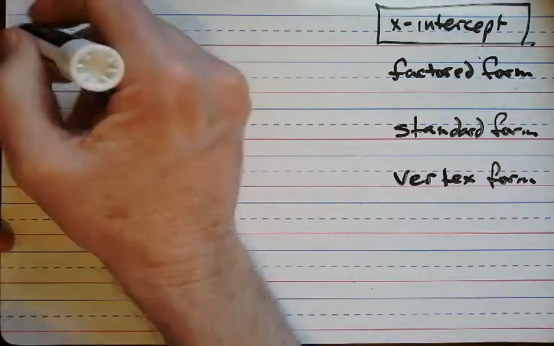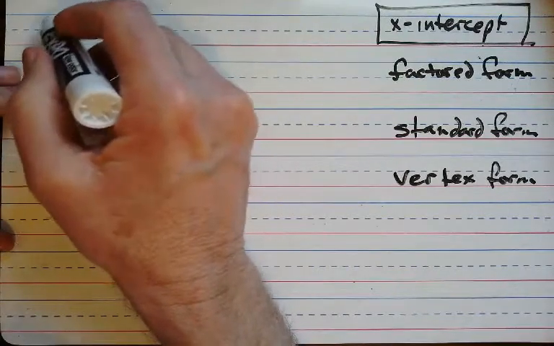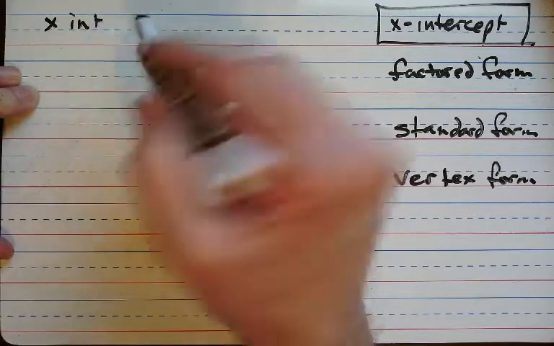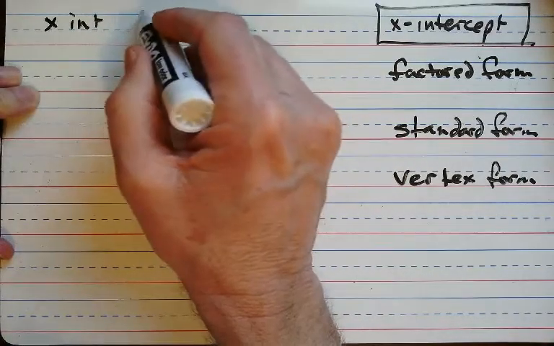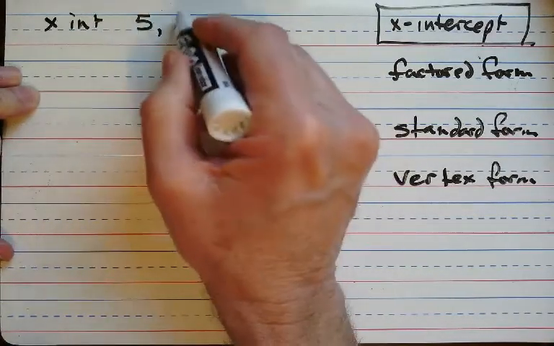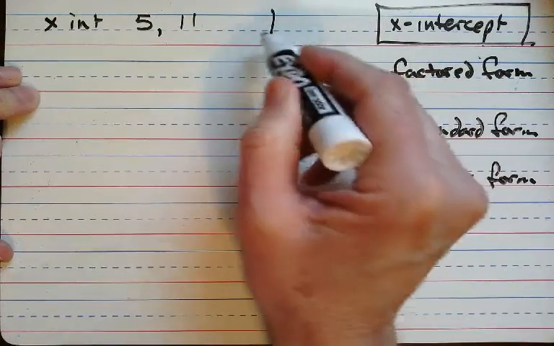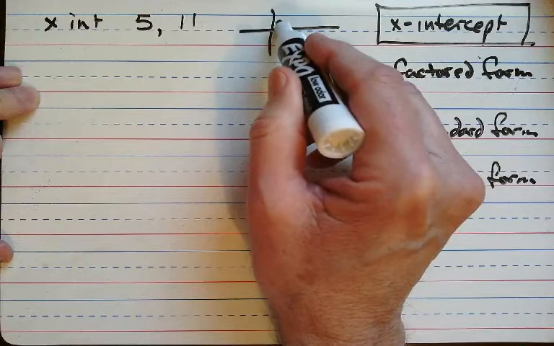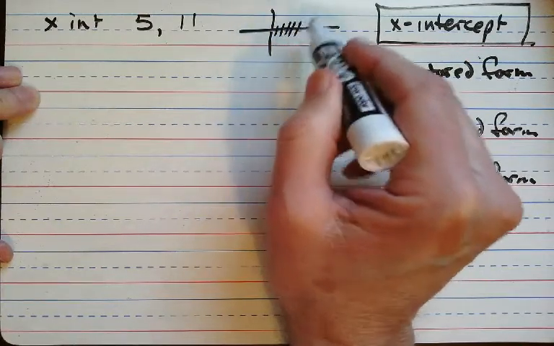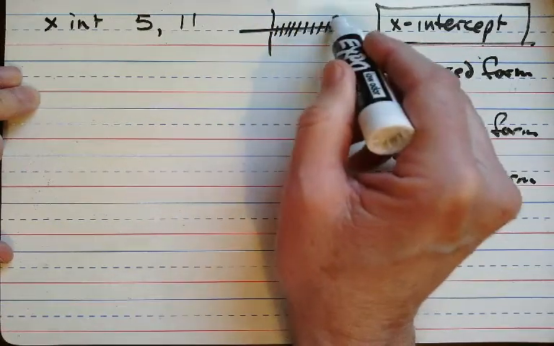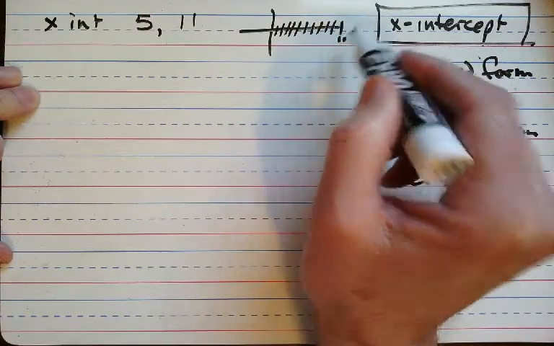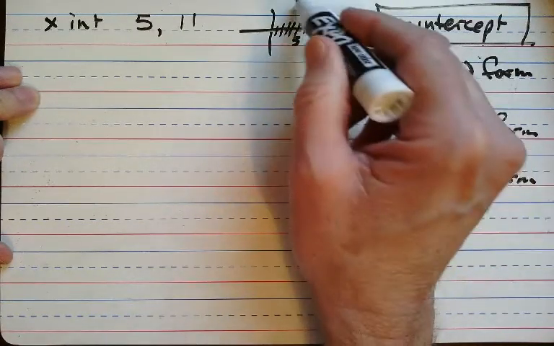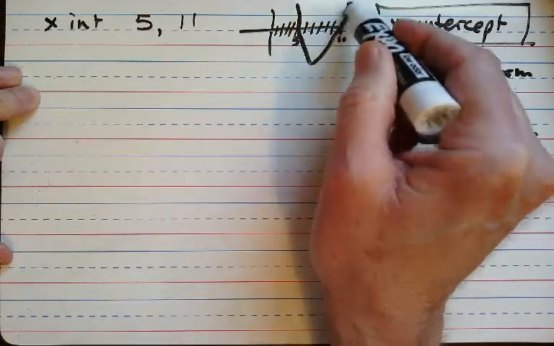So, let's begin. I'm going to give you the x-intercepts of a parabola, and I'm going to tell you they are 5 and 11. Now remember, what am I saying? I'm saying that on this number line, 1, 2, 3, 4, 5, 6, 7, 8, 9, 10, 11. So there's 11, and there's 5. And my parabola comes down and looks like this.